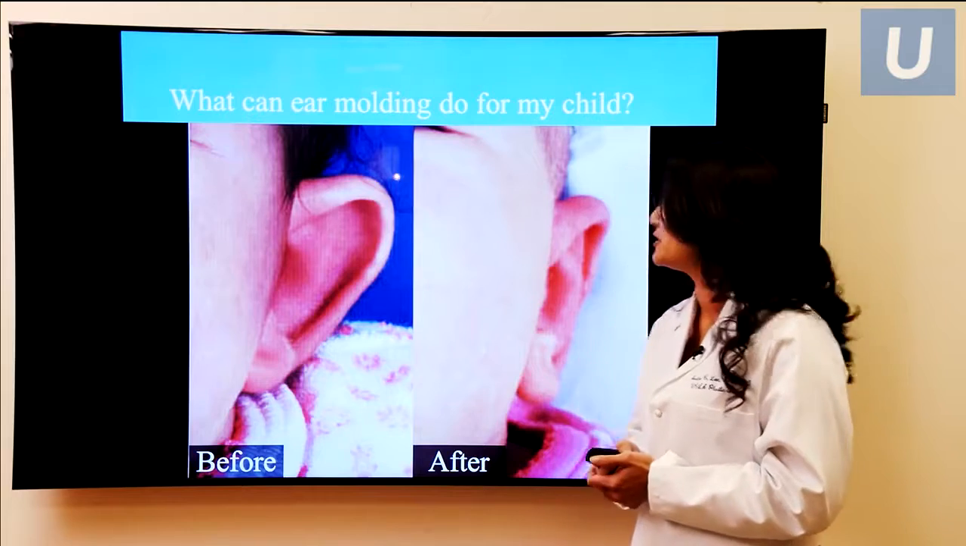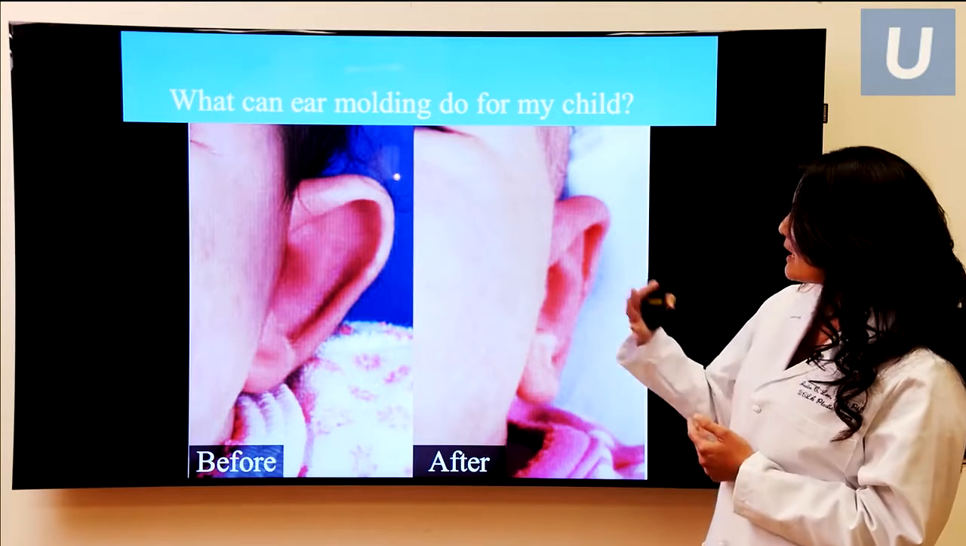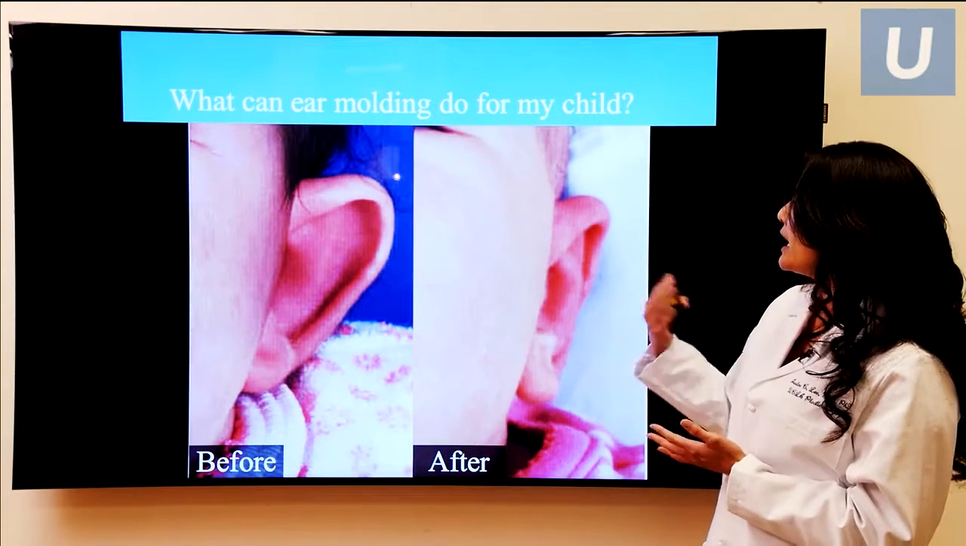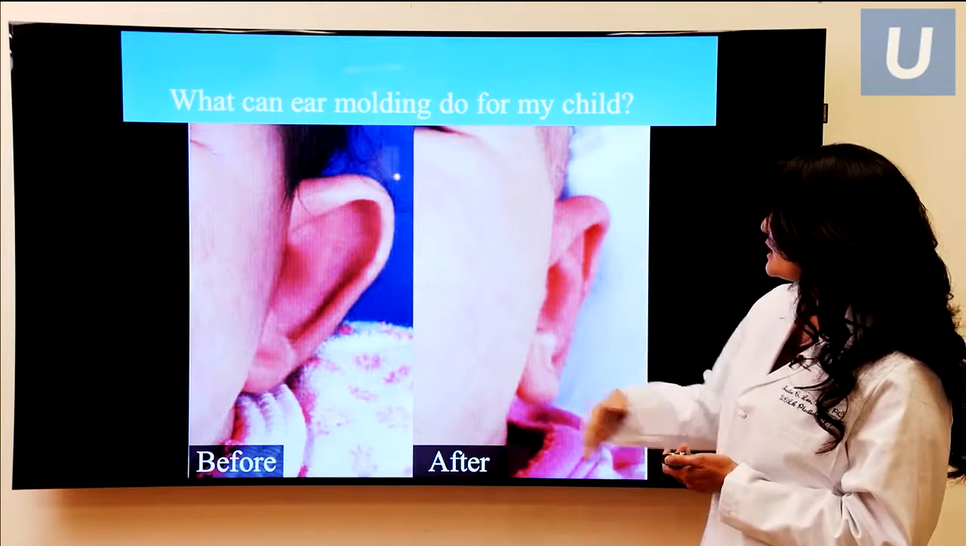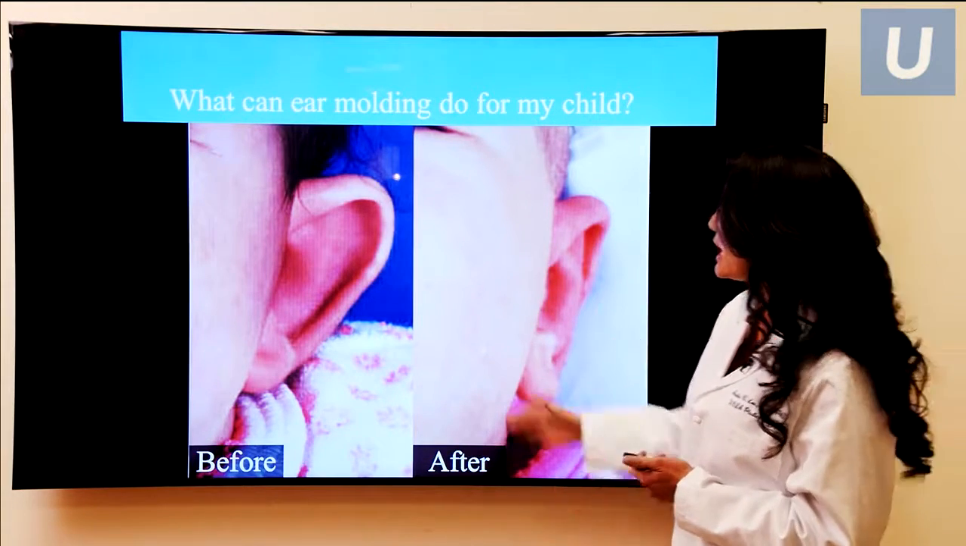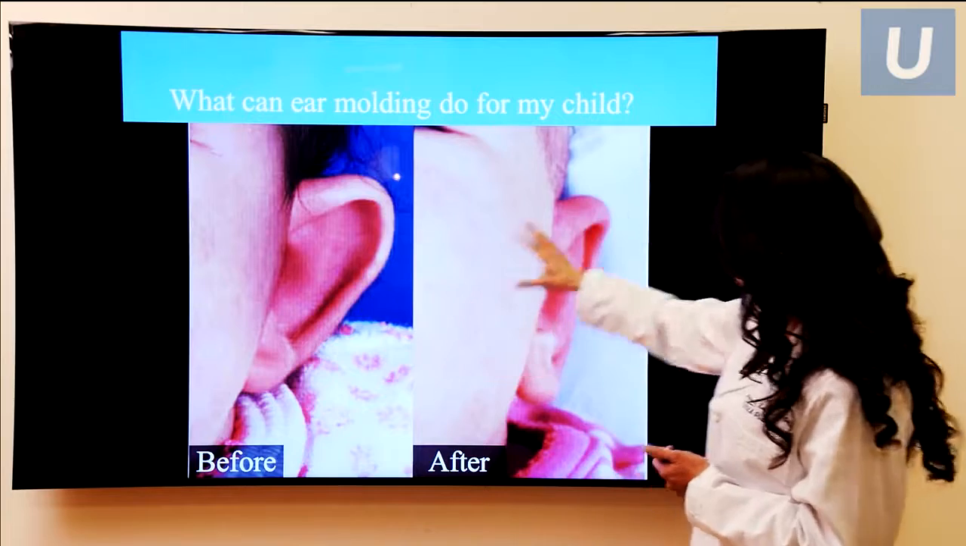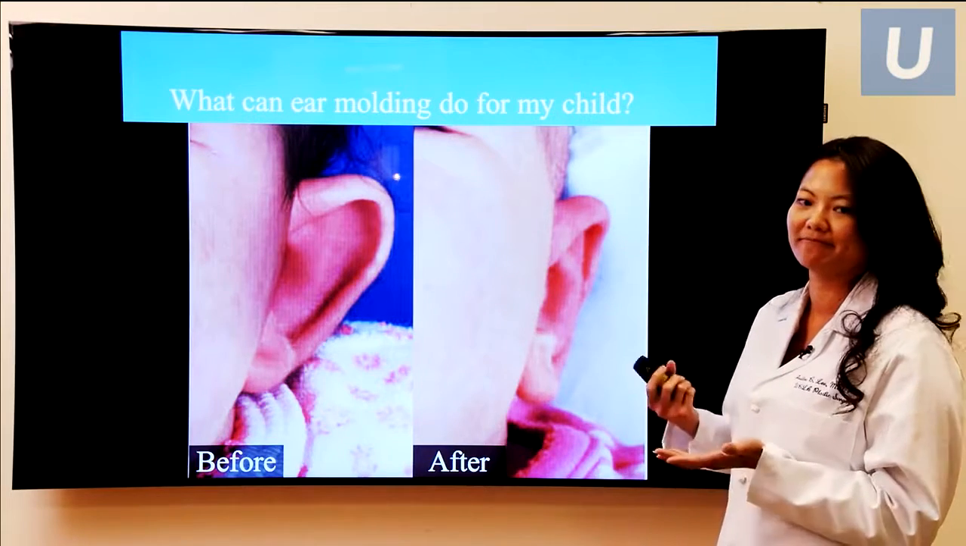So what can ear molding do for your baby? Well, I mentioned prominent ear, so after 6 weeks of treatment, this is a typical result that we can get. So after molding, we go from an ear that kind of sticks out to an ear that looks pretty normal.